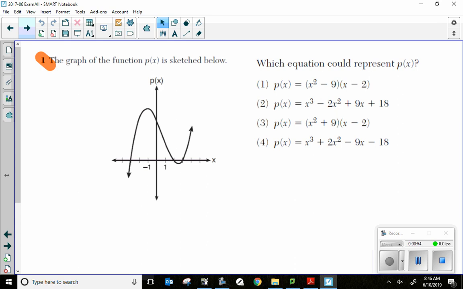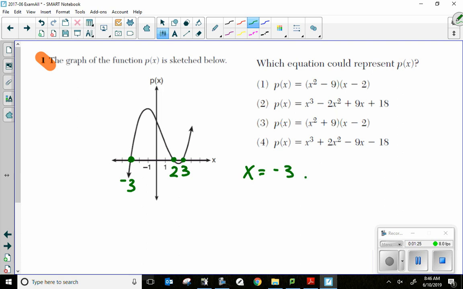Let's get started. The graph of the function p of x is sketched below. Which equation could represent p of x? What I know about graphs is the x-intercepts, also known as the zeros or solutions, are important because this crosses at 2, at 3, and at -3. So I have 3 answers: -3, 2, and 3.